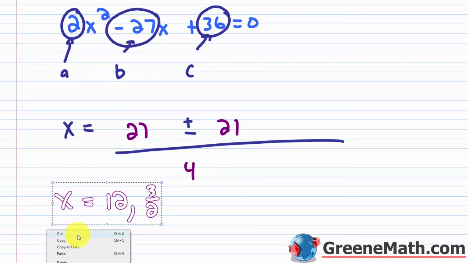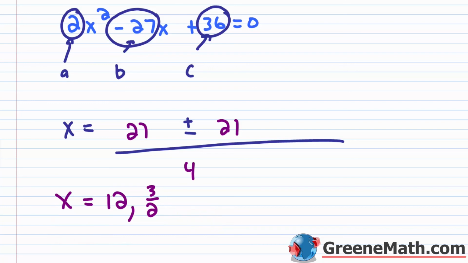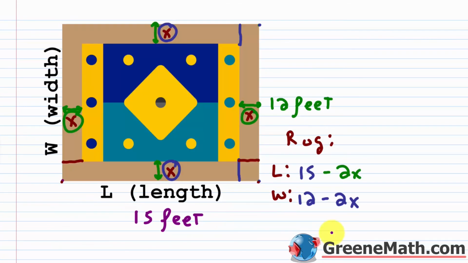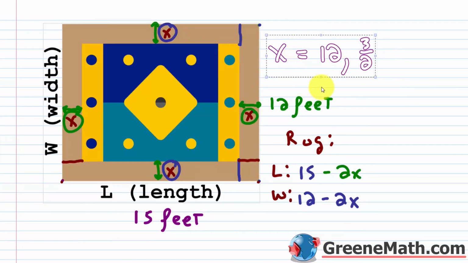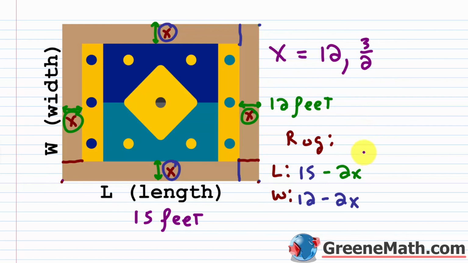So let's take these back to our illustration. And we're going to see if they make sense. Okay, so let me paste this up here. So can x be 12? Remember, I'm plugging in for x in each case. So I'm plugging in here and here. Well, 2 times 12 is 24. 15 minus 24 is negative. Okay, it's going to be negative 9.